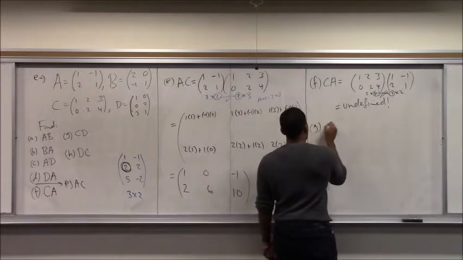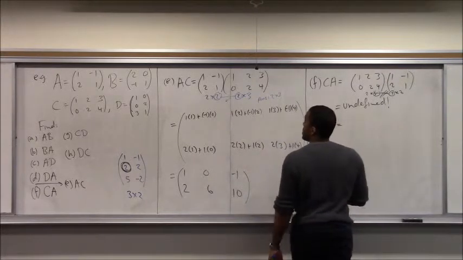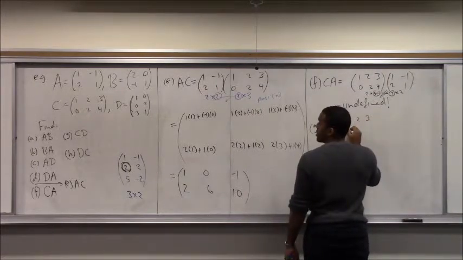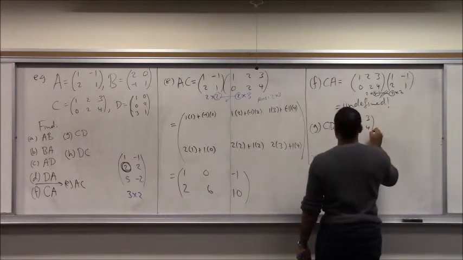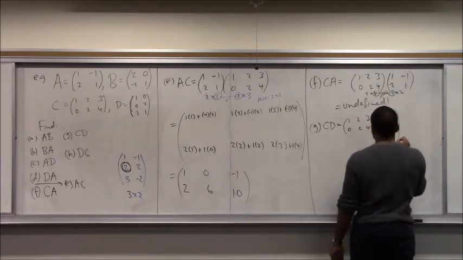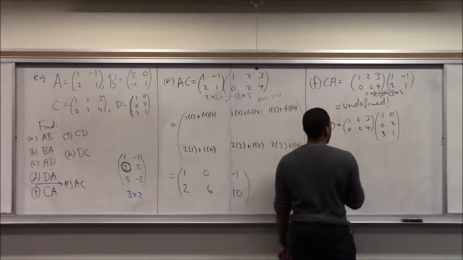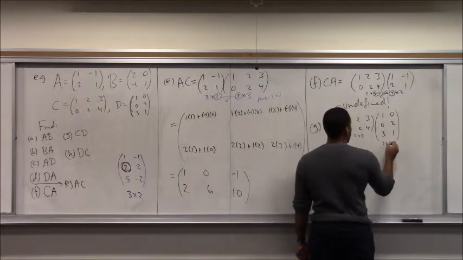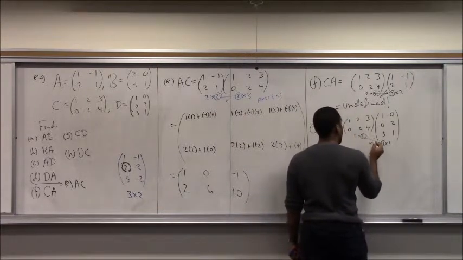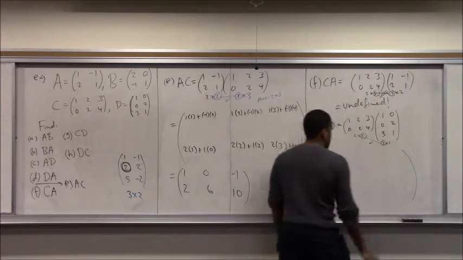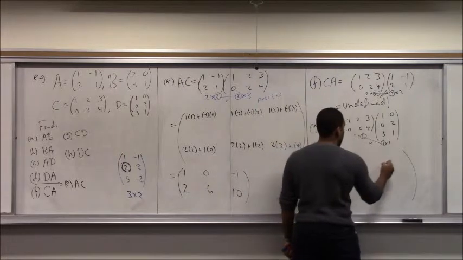What about CD? C is 1, 2, 3, 0, 2, 4. D is 1, 0, 0, 2, 3, 1. Can we do those guys? Well, this is a 2 by 3. This is a 3 by 2. These guys match up, so yeah, the answer should be a 2 by 2. I know the answer should have this many things in it.